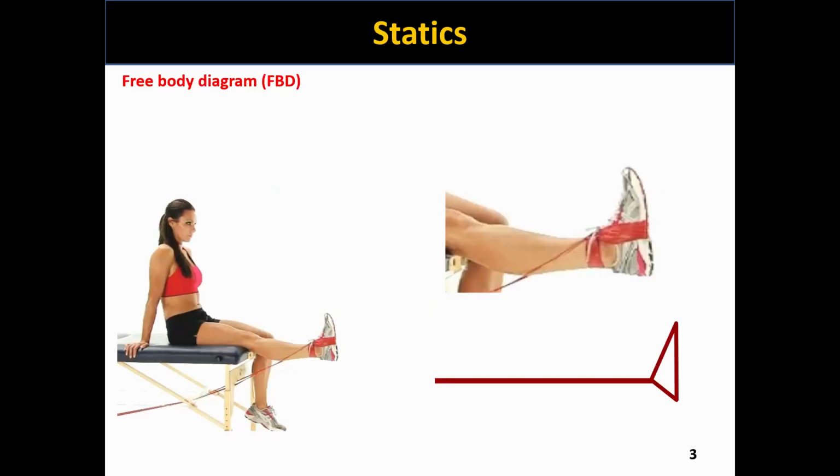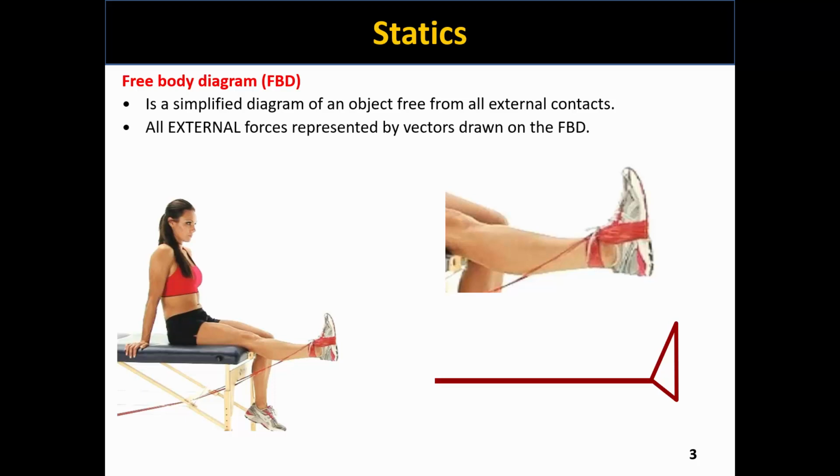So we're going to carry that forward to a static analysis of a typical activity that we'll address shortly. An important aspect of the static analysis is what's called the free body diagram. This is a diagram that simplifies a complex system and allows us to depict all of the external contacts, and hence all the external forces, that are acting on that system or object. We're going to use vectors to represent those forces on the free body diagram.